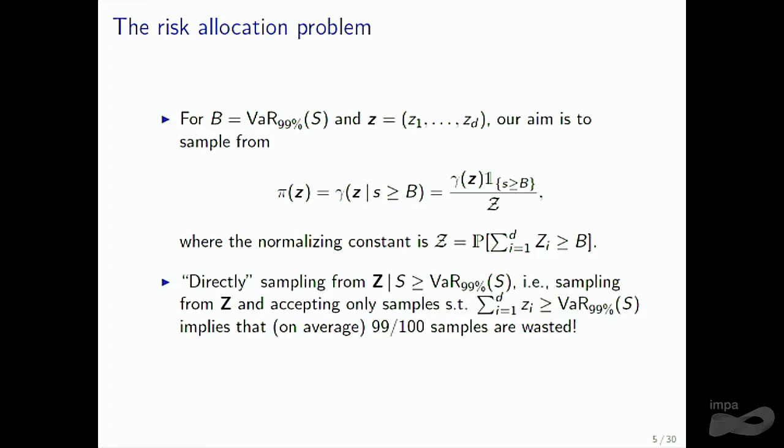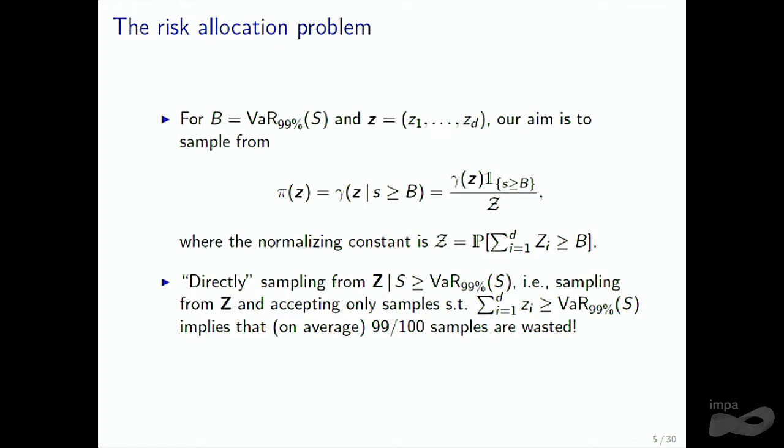So directly sampling from this conditional distribution, so the conditional distribution of the vector z, given the fact that the sum of the components of z is greater than something, I mean, sampling z and then only accepting the samples that satisfy this condition will be very inefficient, right? Because we'll be wasting 99% of the samples on average due to the fact that they will not satisfy this condition here.